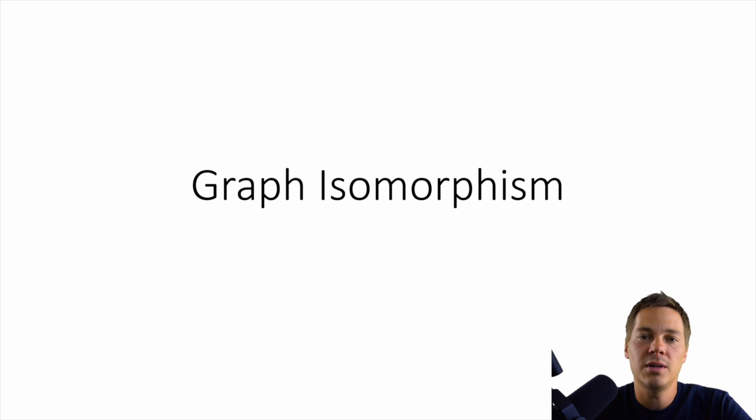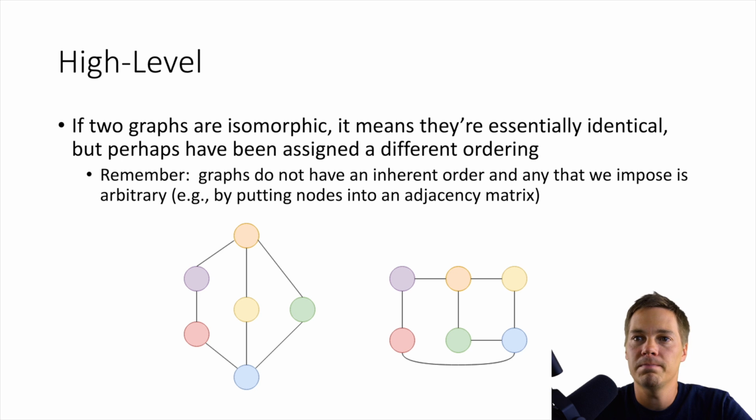This lecture is going to be on the topic of graph isomorphism. At a high level, we want to know whether two graphs are the same or not, because it can actually be pretty tricky. These two graphs, for example, are identical, but by shuffling around the way they're displayed, it's not obvious that they are identical. And if you recall, when we represent a graph as an adjacency matrix, for example, we're assigning an arbitrary ordering to those nodes.